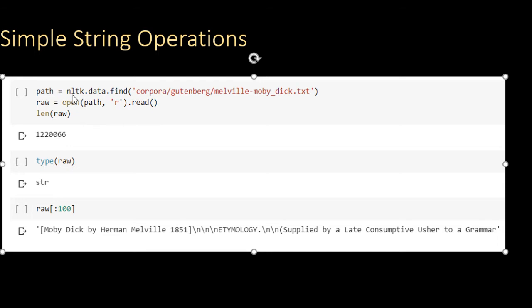The NLTK.data.find method can find the file within a directory, even if you don't have the full name of the file. You can open a file and see the number of characters within a file as before. You can see the type of the variable is string. And again, using slicing to access the substring.